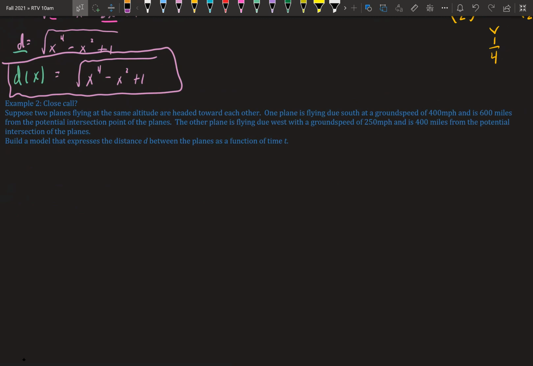One plane is flying due south at a ground speed of 400 miles per hour and is 600 miles from the potential intersection point of the planes. The other plane is flying due west with a ground speed of 250 miles per hour and is 40 miles from the potential intersection of the planes. Build a model that expresses the distance d between the planes as a function of time t.